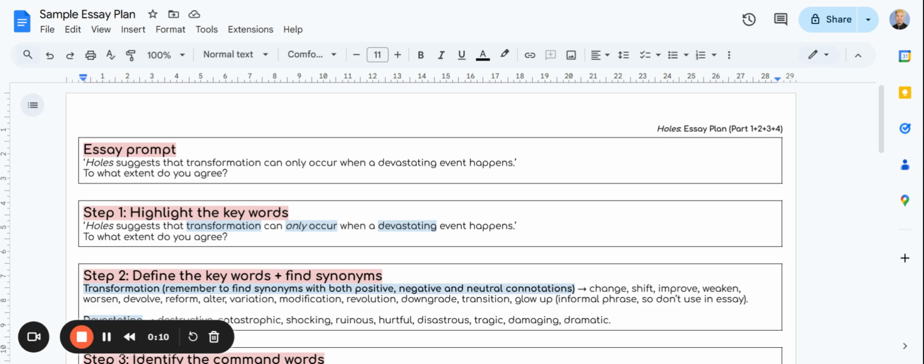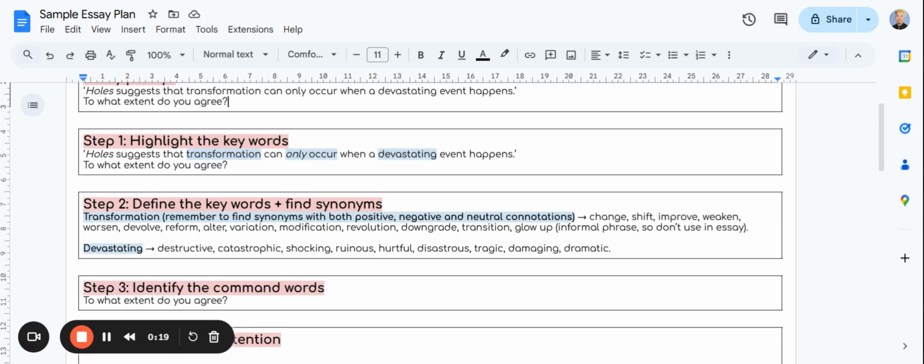Now, we're going to use the essay topic that we've been unpacking as a class as an example for this video. So, just to remind you, the topic is: Hall suggests that transformation can only occur when a devastating event happens. To what extent do you agree?